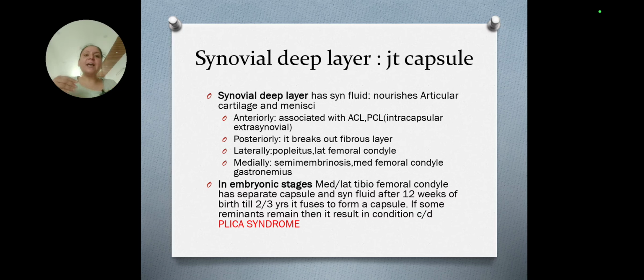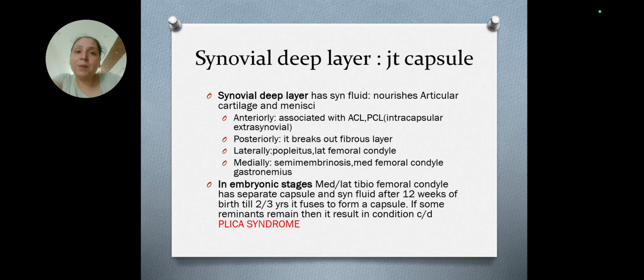On the lateral side, it has been supported by the popliteus muscle and the lateral femoral condyle. It is attached to the lateral femoral condyle and the popliteus muscle. And on the medial side, it has been supported by the semimembranosus and the medial femoral condyle. Fine. So this is very much important. So how has it been attached?